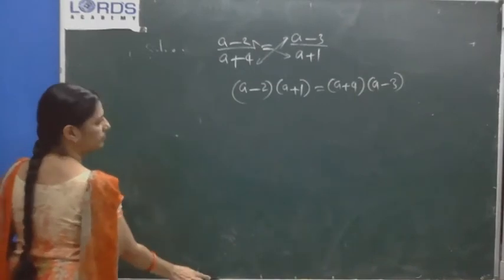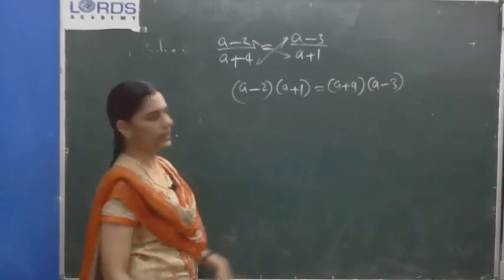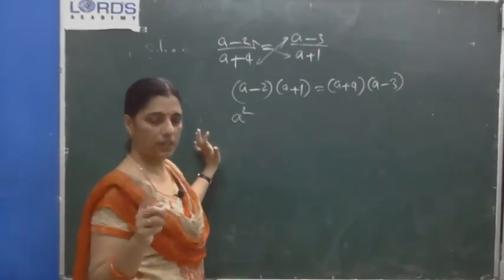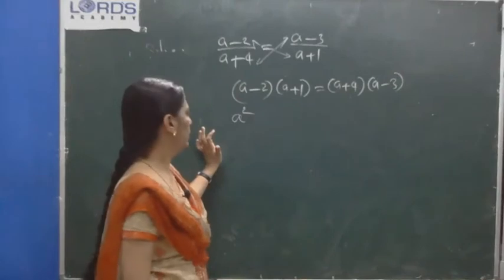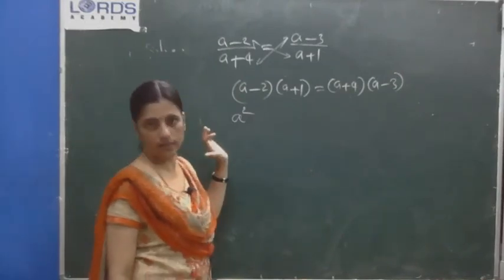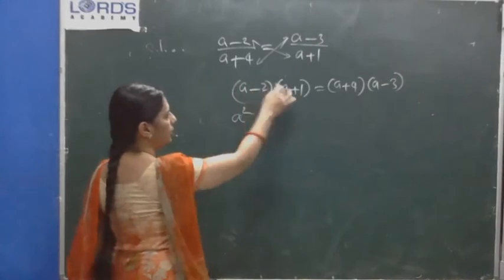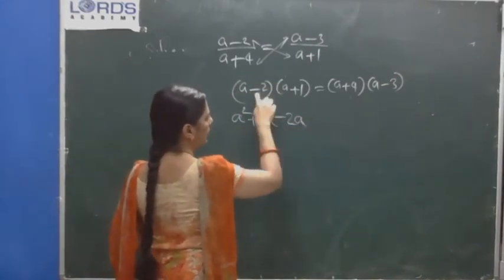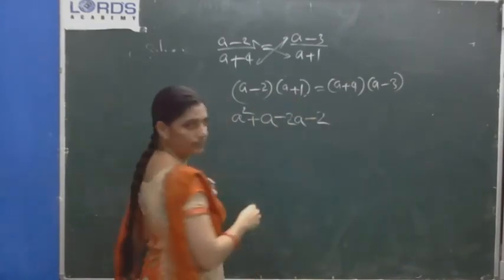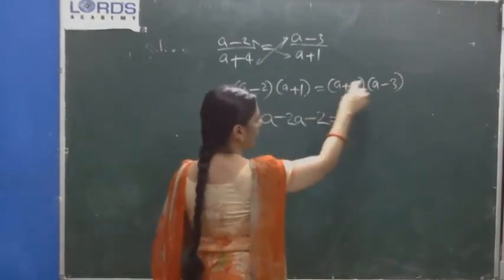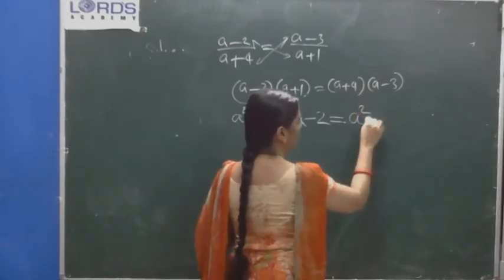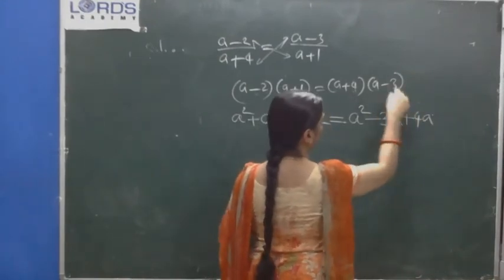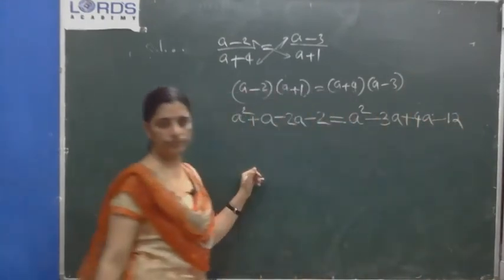After that, term by term multiplication, A into A square. You see the fundamental concept, the chapter has wide application here. Those who are very good in that chapter only can answer this very easily. A into A square, A into 1, A. Negative 2 into A, negative 2A. Negative 2 into positive 1, negative 2. Equal to A into A square. A into negative 3, negative 3A. 4 into A plus 4A. 4 into negative 3, negative 12.